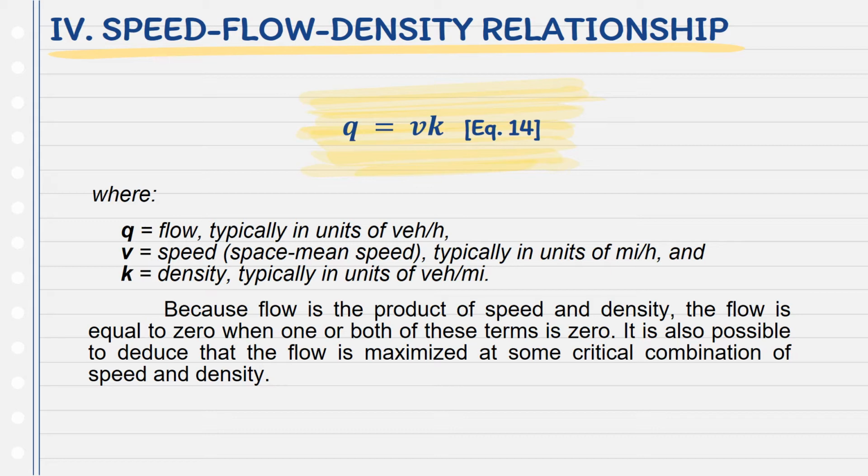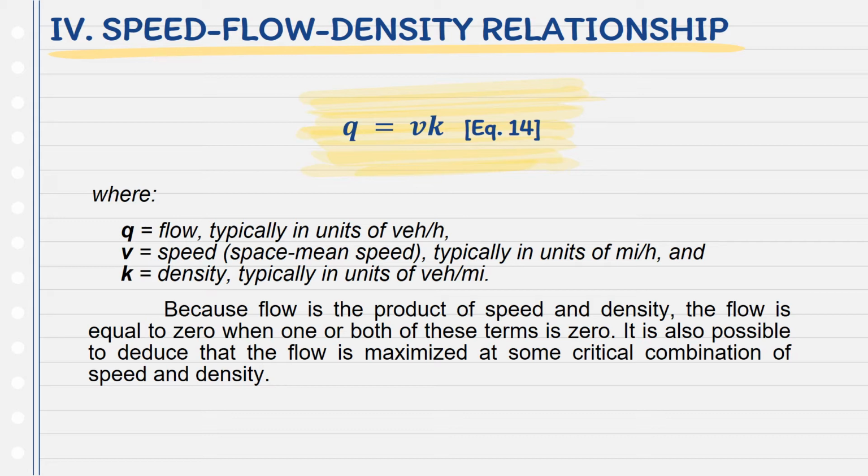The relationship is defined as Q equals V times K, where Q is the flow, typically in units of vehicles per hour, V is the speed or space mean speed, typically in units of miles per hour, and K is equal to density, typically in units of vehicles per mile.